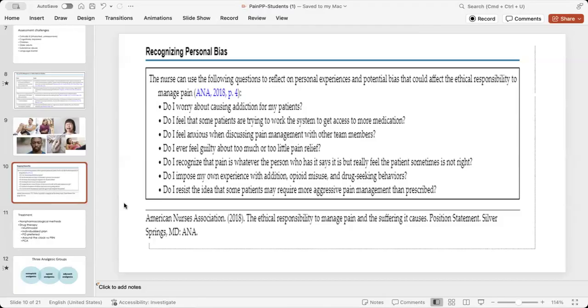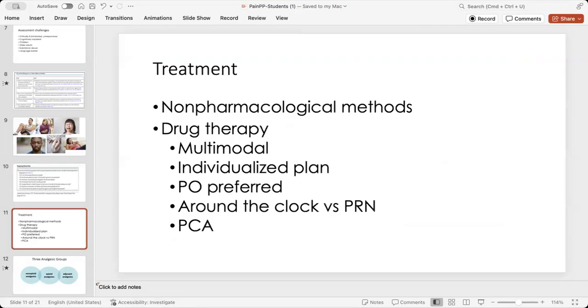All right, let's talk about treatment then, right? We talked a lot about assessing. Make sure you use the right scale. Self-report is the best. What are we gonna do about it when the client reports pain? There are non-pharmacological methods, and then there's your pharmacological. We'll talk about non-pharmacological a little bit later, but I want to talk about the different treatment plans. Okay, so multimodal, what does that mean?